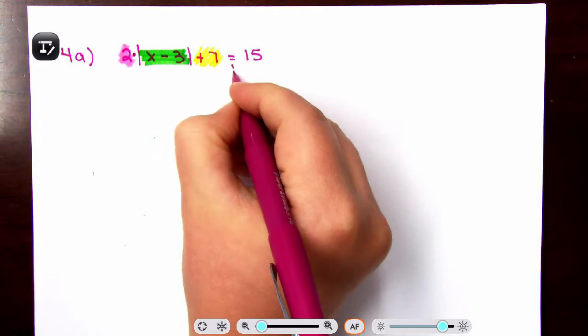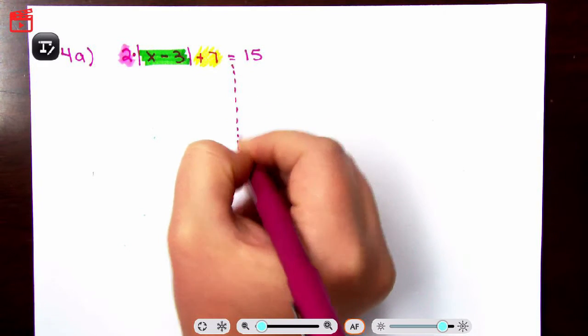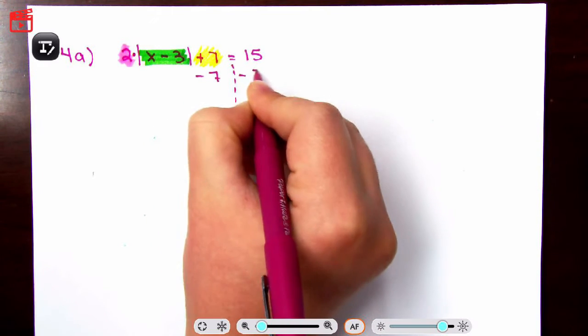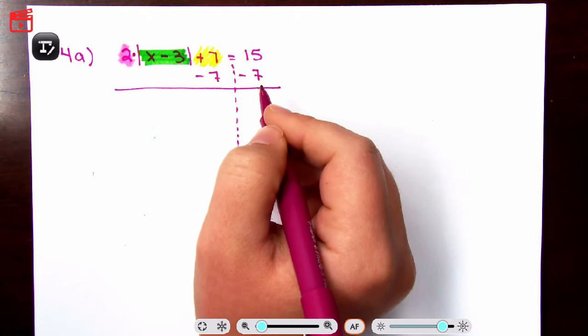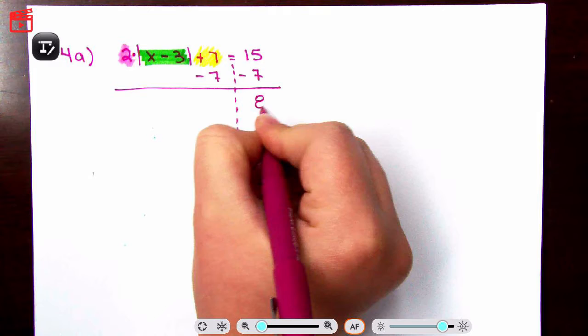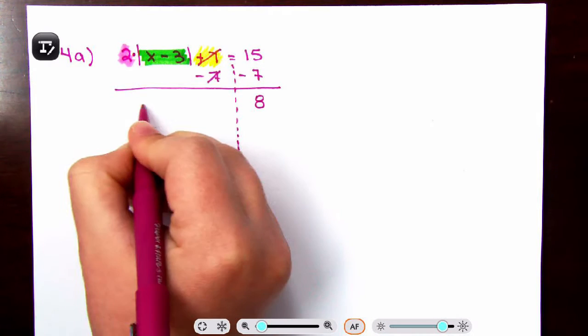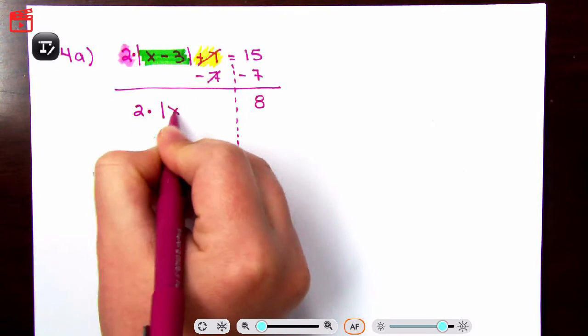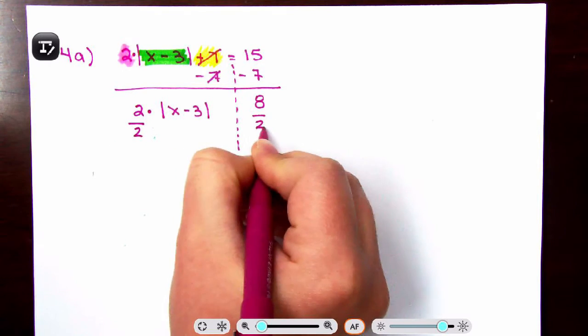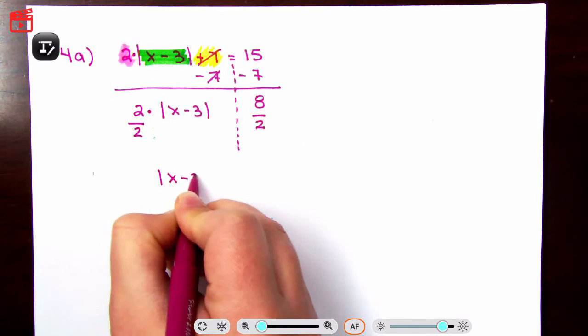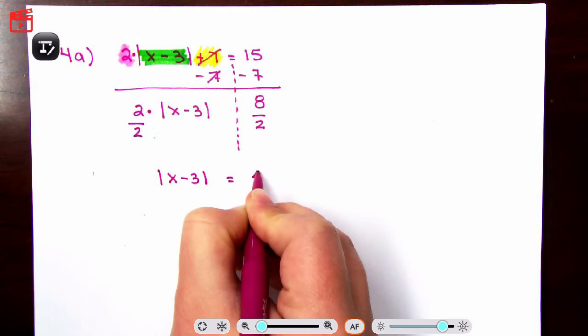So I'm going to do a dotted line. First, get rid of the addition subtraction. So I'm going to -7, -7. So I think this is 8, 9, 10, 11, 12, 13, 14, 15. That is 8 positive. These two go away. Now I have 2 times the absolute value of x minus 3. I'm going to divide by 2, divide by 2. So I have the absolute value of x minus 3 equal to a +4.